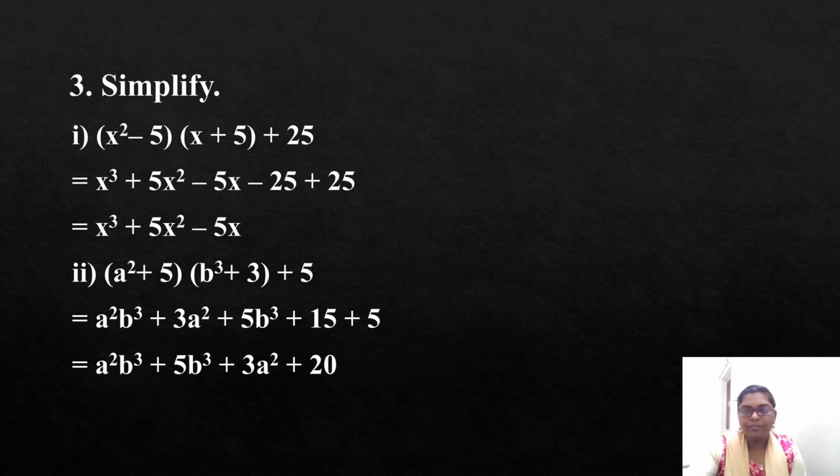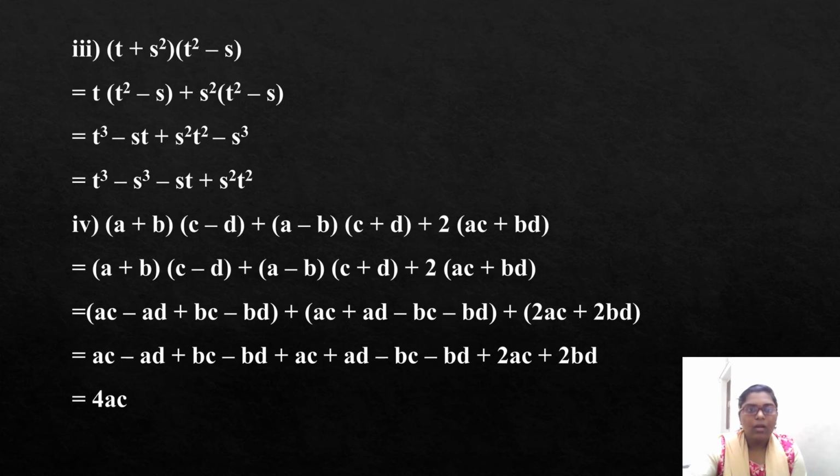Next, third subdivision, t plus s square into t square minus s. First take t and multiply with the whole term. Next plus, because here you are having plus, next take s square and multiply with the whole term. So now the problem starts.